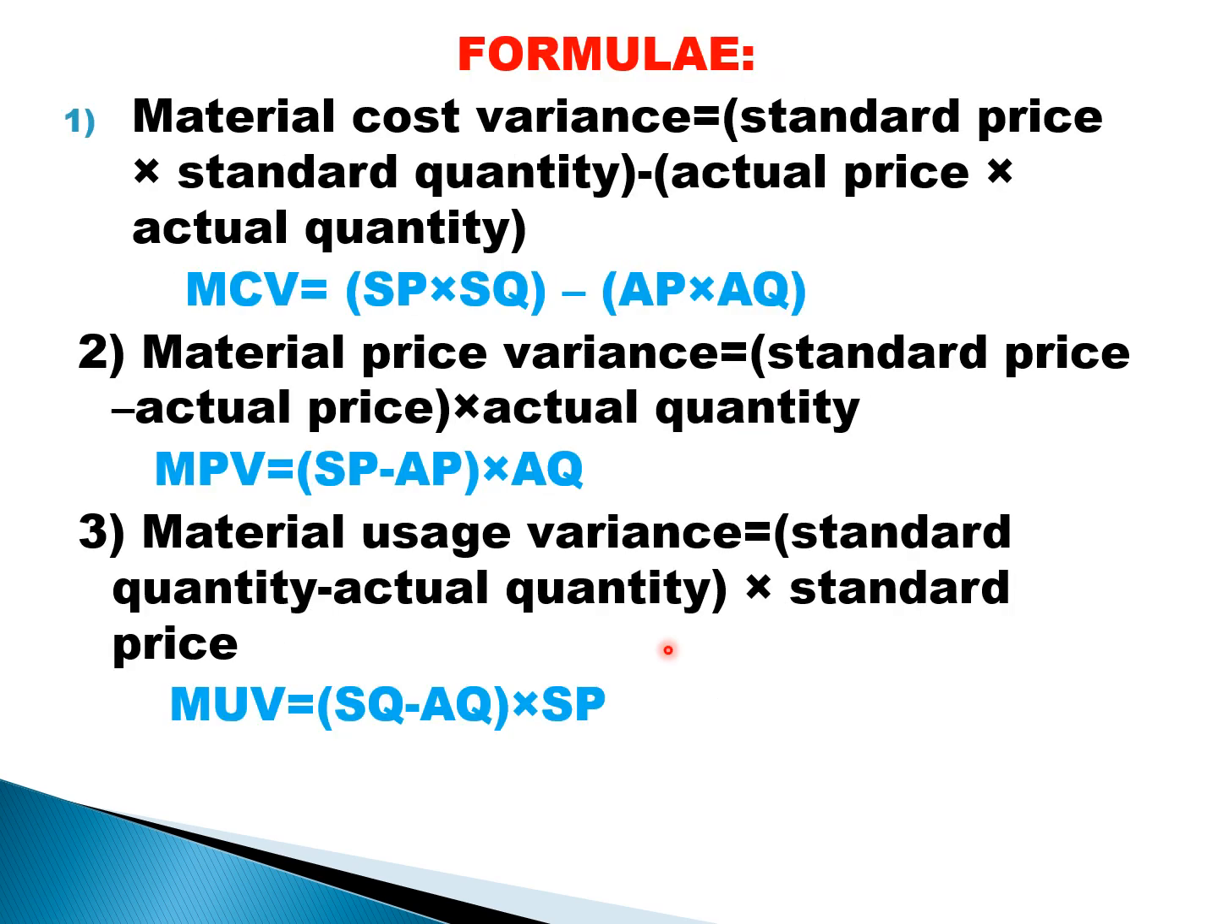So let us look into the formulae, students. Before we go to the formulae, I just want to give you an important information. To work out this problem, you require 4 important pieces of information: SP, AP, SQ, AQ. I mean standard price, actual price, standard quantity, actual quantity. If these 4 are available with you, then it is very easy for you to solve the problem. I repeat, SP, SQ, AP, AQ. If you have these 4 items, this chapter will be very easy for you.